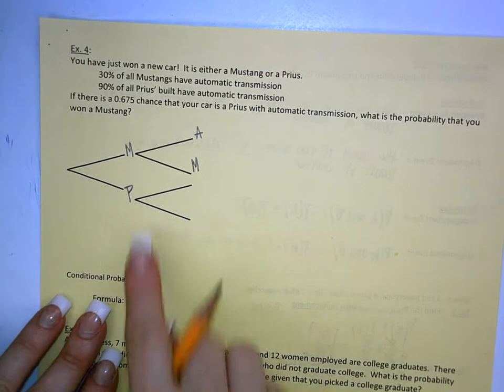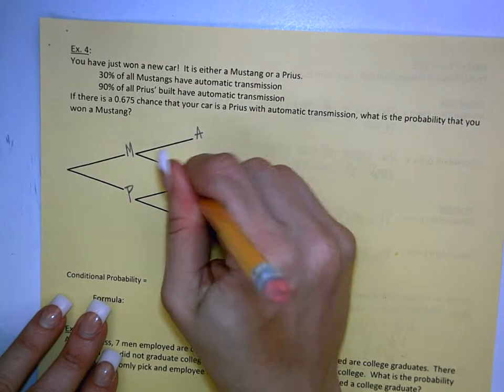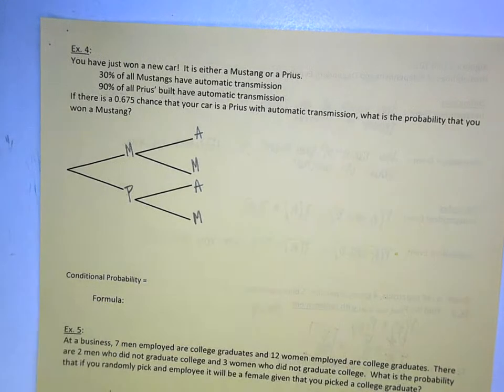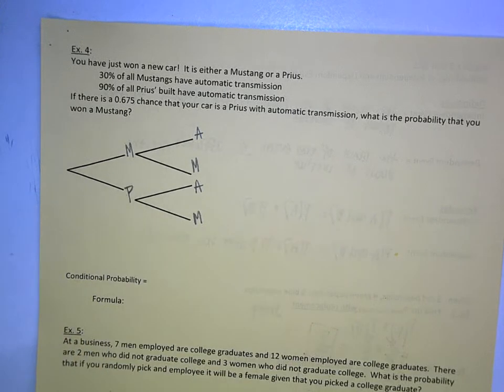Same thing on a Prius. It's either going to be automatic or manual transmission. There are no other options. So all the cars are either a Mustang or a Prius. It's either automatic or manual. Now let's fill in what we know.